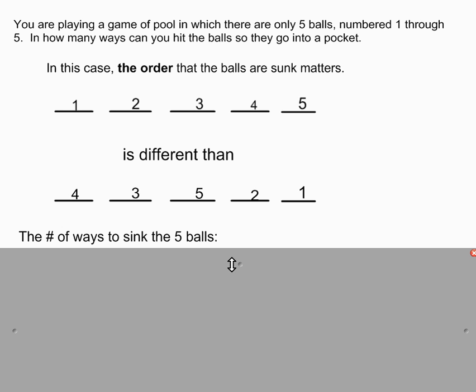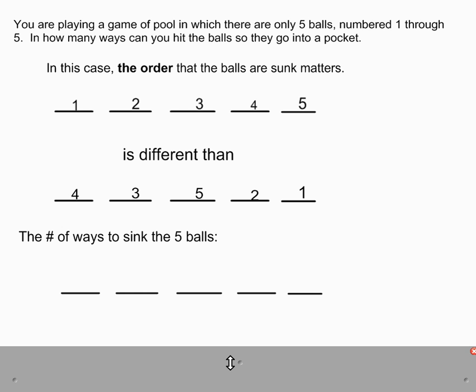So the number of ways to sink the 5 balls, we're going to do what we did before. There are 5 ways to sink the first one, then there's only 4 ways to sink the next one, 3, and then 2, and then 1. And this is going to use the multiplication principle. So we multiply that out, and we get 120 ways.